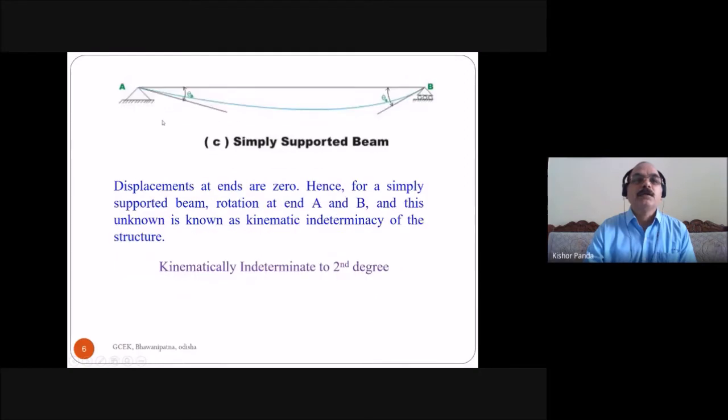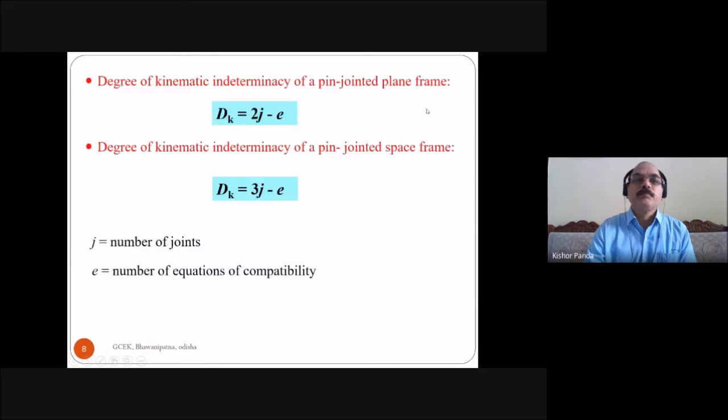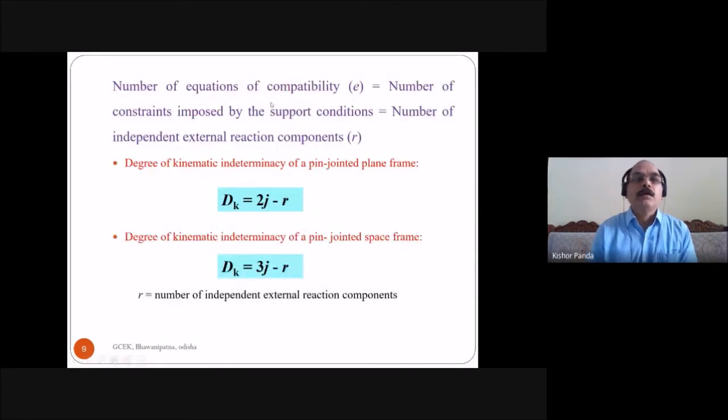Here you see there is a vertical reaction. This is a constraint against the vertical displacement. The vertical reaction is the compatibility equation. Here also, this is a vertical reaction because no displacement takes place. That's why this is the constraint against the vertical displacement. So this is your compatibility equation. Now you are clear. The number of compatibility equations is equal to the number of constraints imposed by the support condition, which is equal to the number of independent external reaction components. Dk is equal to 2j minus r and Dk is equal to 3j minus r.